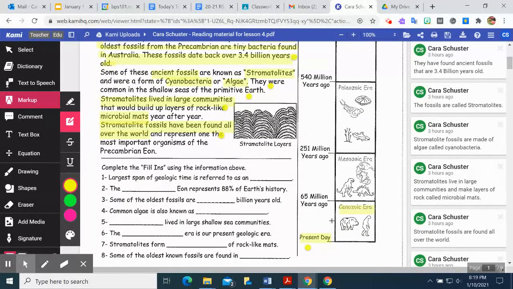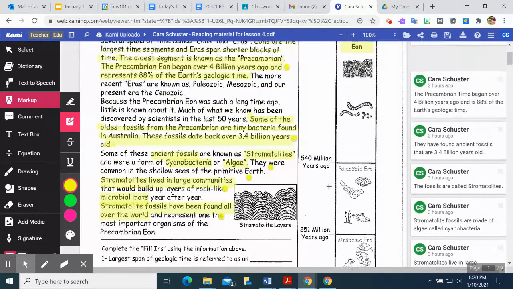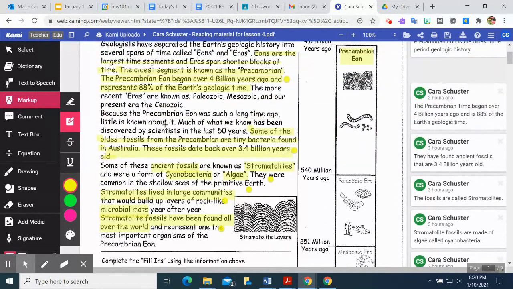And you can see here we are. I highlighted that for you as well. Because the Precambrian eon was such a long time ago, little is known about it. Much of what we know has been discovered by scientists in the last 50 years.